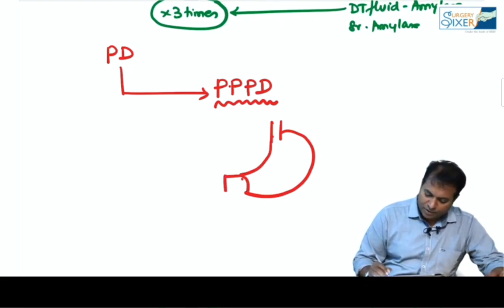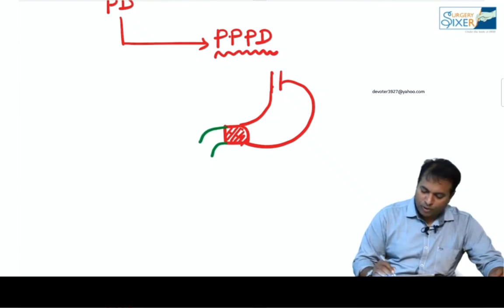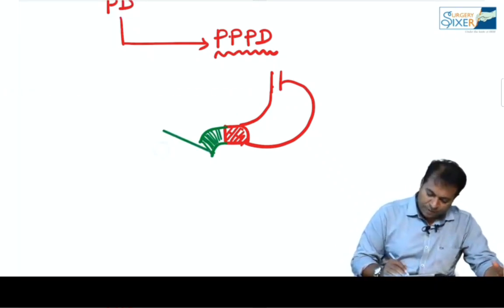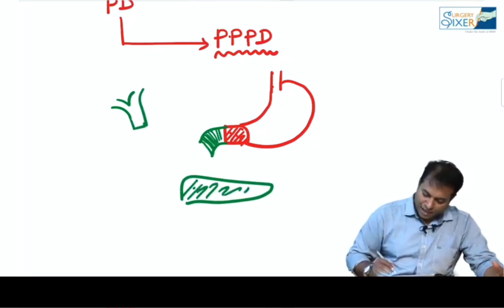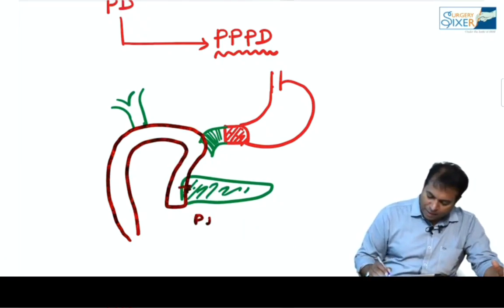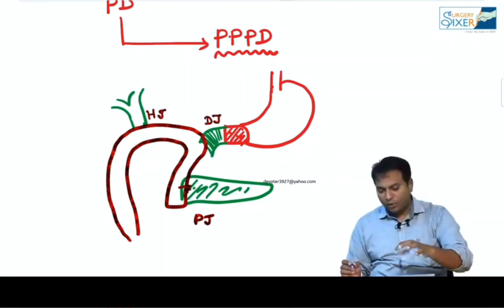The pylorus is preserved. I'm not resecting the stomach. Why should this operation come? When I'm doing Whipple's, the first part of the duodenum will be remaining, and that will be used for anastomosis. For example, after surgery, the structures remaining will be like this. I will bring a loop of jejunum, and at this point I will do pancreatico-jejunostomy. Here it will be duodeno-jejunostomy, and here it will be hepatico-jejunostomy. A small amount of duodenum will be remaining, preserving the pylorus.